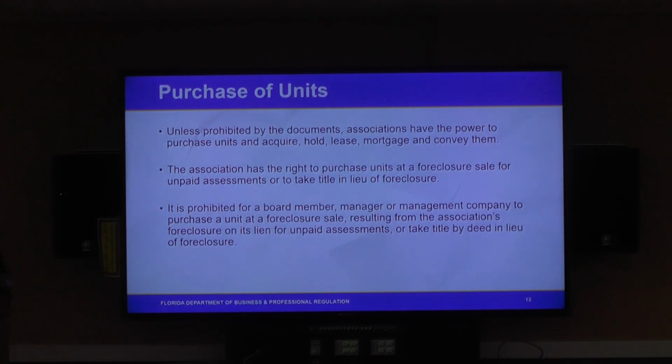Purchase of unit. Unless prohibited by the document, the association has the power to purchase units and acquire, hold, lease, mortgage, and convey them. The association has the right to purchase units at a foreclosure sale for unpaid assessment or to take title in lieu of foreclosure. It is prohibited for a board member, manager, or management company to purchase a unit at a foreclosure sale resulting from the association foreclosure on its lien for unpaid assessment or take title by deed in lieu of foreclosure.